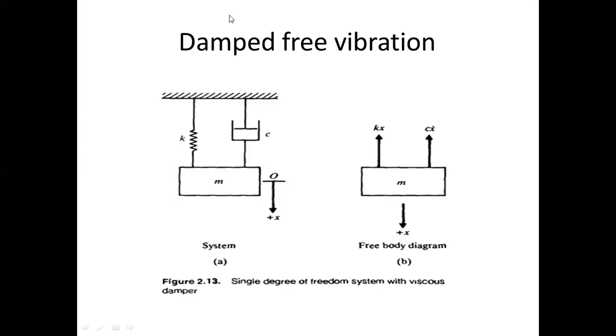So please draw this diagram in your notebook. So we move to the next derivation, which is the damped free vibration system. You have to draw these two diagrams. One is the single degree of freedom system with a damper, and the second one is the free body diagram of this damped free vibration system.